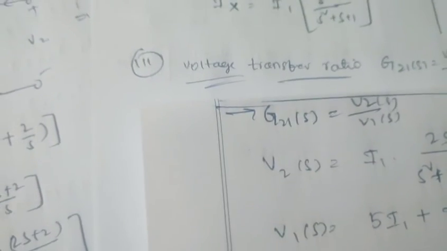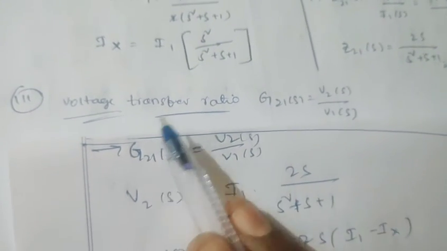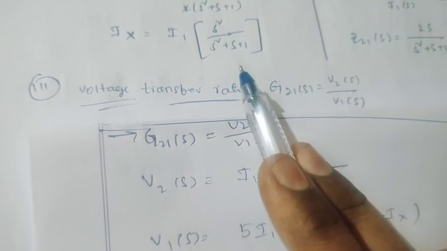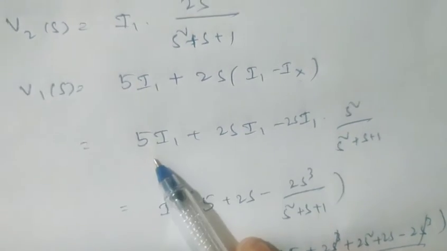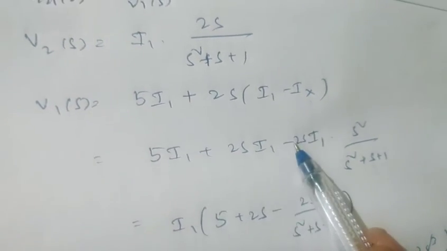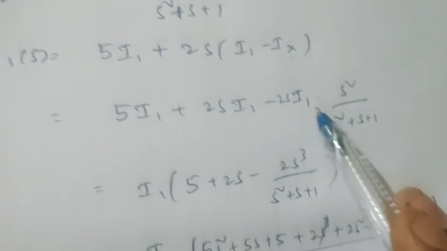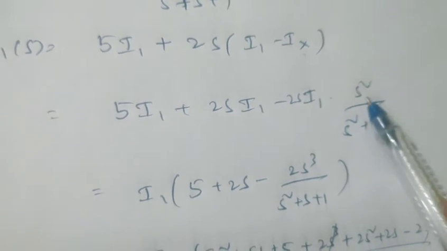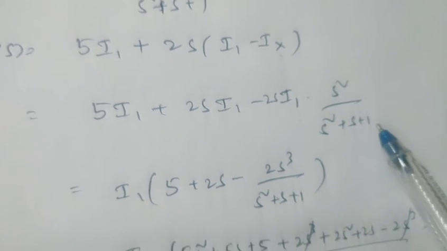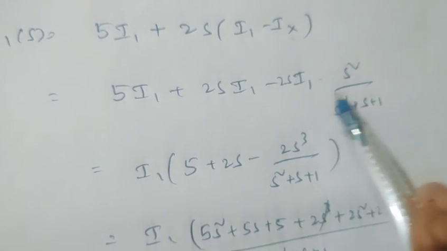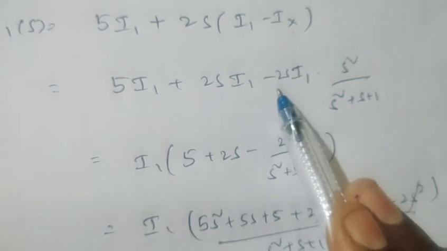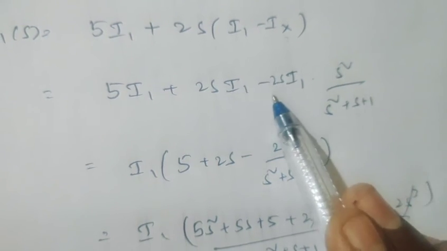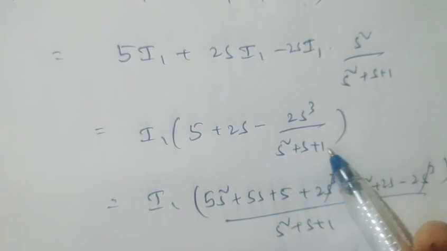See the equation now: 5I1 plus 2S into I1 minus Ix. But we know Ix is nothing but I1 into S square by S square plus S plus 1. Simply substitute this value here. So we get 5I1 plus 2S into I1 minus 2S into Ix, where Ix is I1 into S square by S square plus S plus 1. In all these terms I1 is common, so I am taking I1 as common. You will get 5 plus 2S minus 2S cube by S square plus S plus 1.